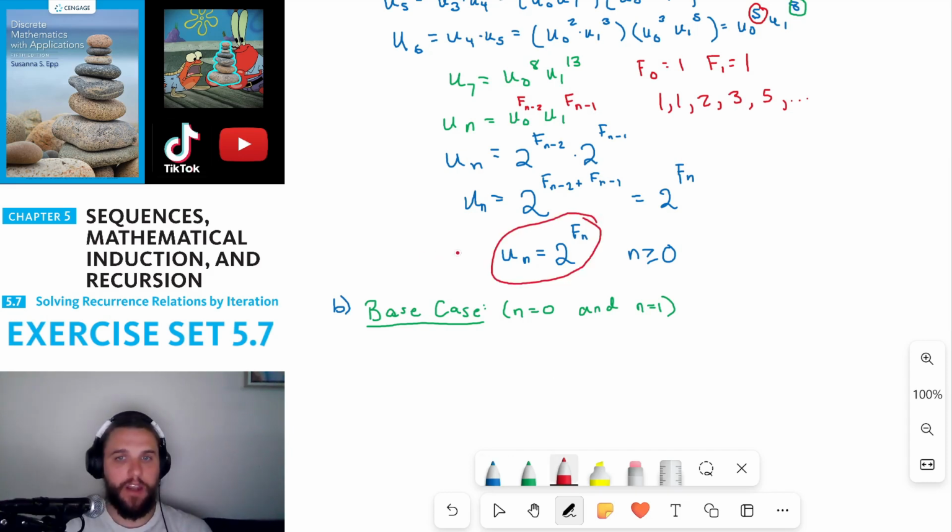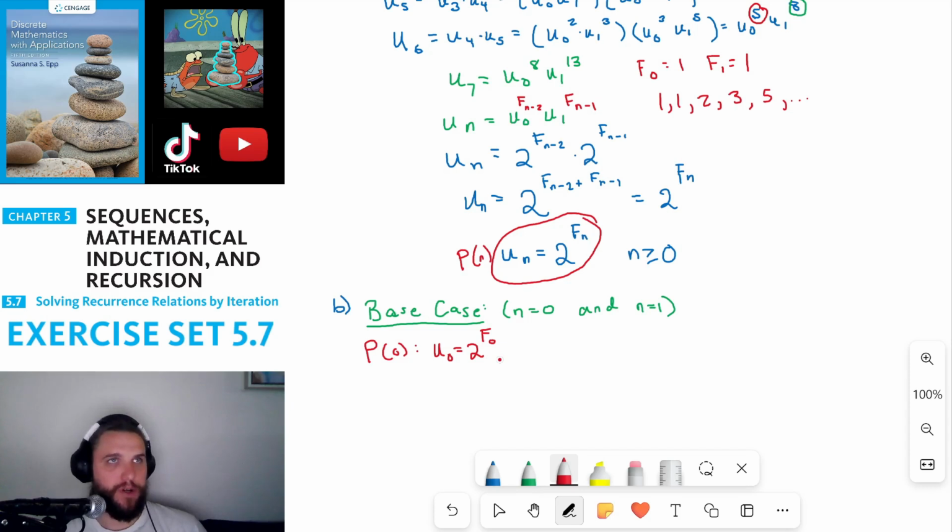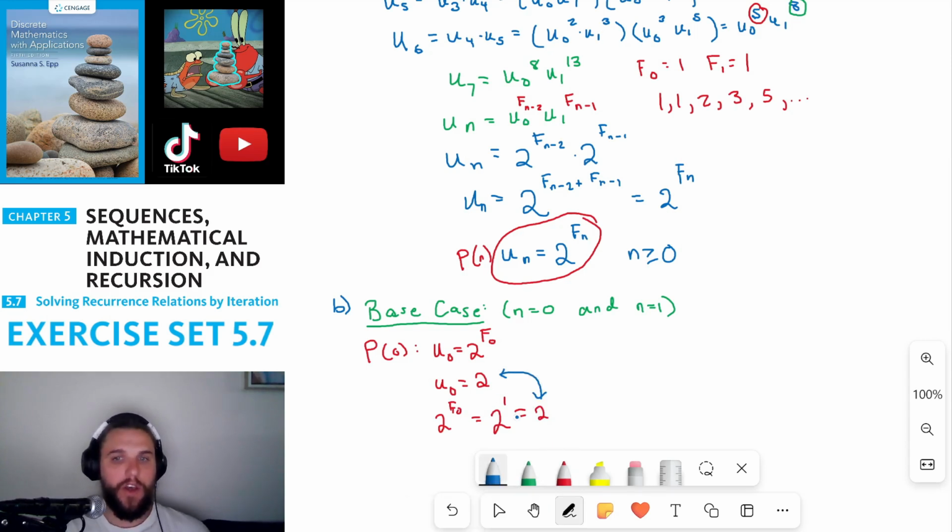Now, this formula here is going to be our P of n. Let's start with P of 0. P of 0 says that u sub 0 equals 2 to the power of f sub 0. Now, we need to prove that this is true. u sub 0 on one hand is given to us. It's 2. And on the other hand, 2 to the f sub 0, f sub 0 is the first Fibonacci number, which is 1. And 2 to the 1st power is 2. So since these values are the same, then that must mean that P of 0 is true.